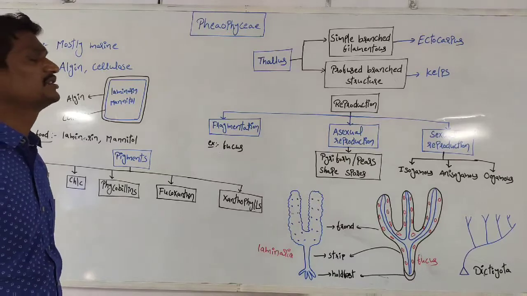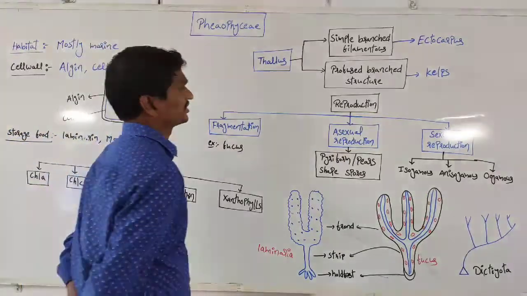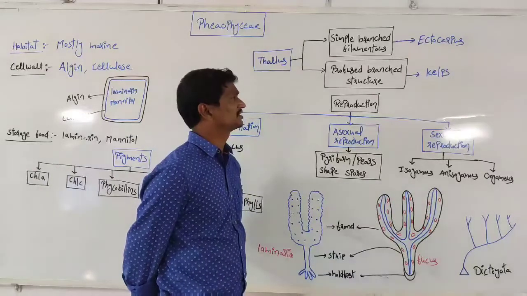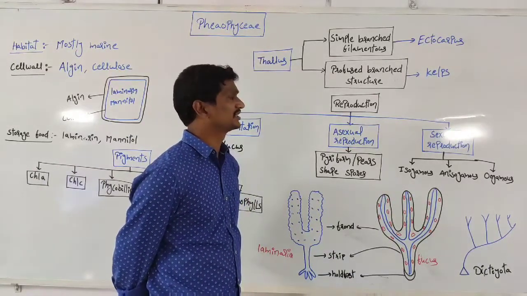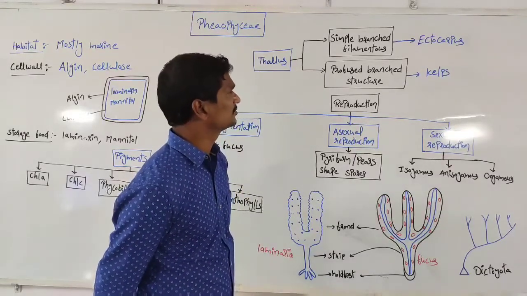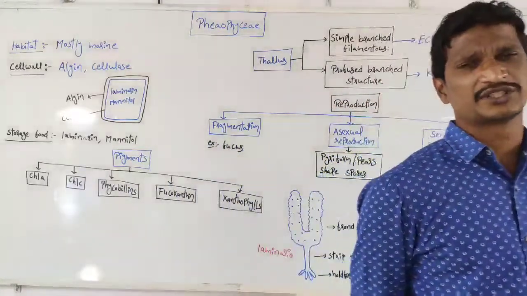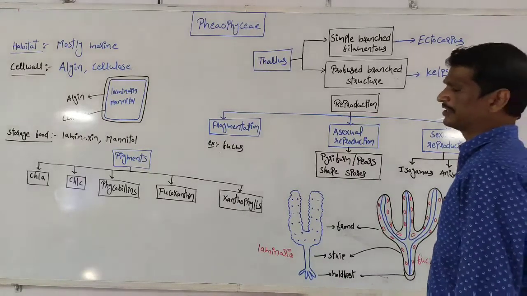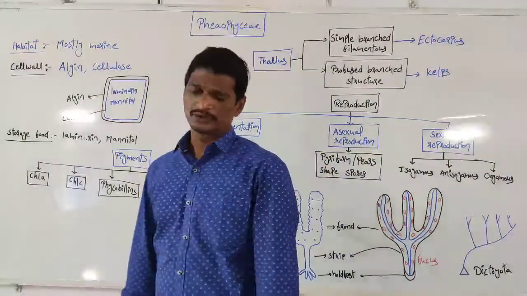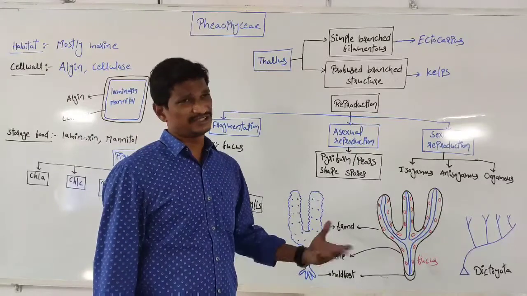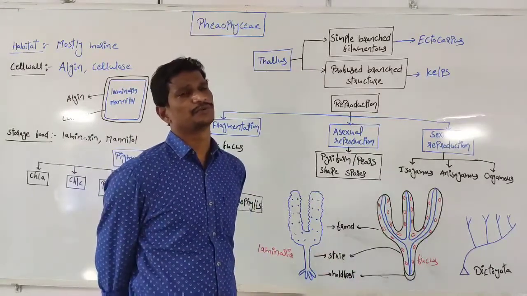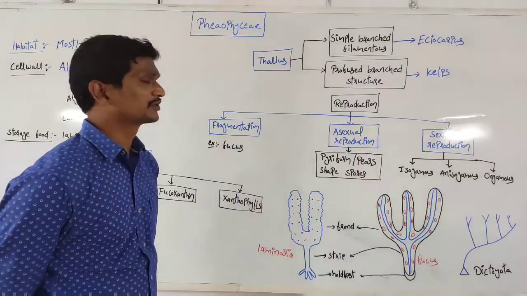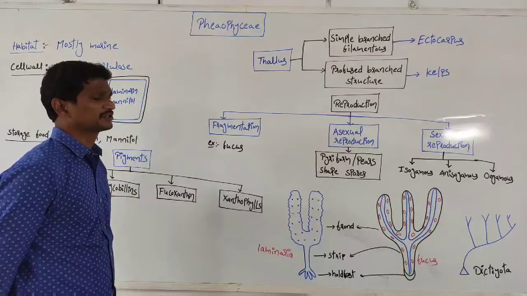And the thallus structure is a simple branched filamentous structure. Ectocarpus is the finest example, and the next one is a profusely branched structure. Profusely branched structure indicates kelps. So here Ectocarpus and kelps have two different types of body structures, right? One is the simple branched filamentous structure, the best example being Ectocarpus, and the other is the profusely branched structure, kelps. We know kelps grow up to 100 meters in height, and they also support the extraction of iodine, right? And in the reproduction process, there is fragmentation.